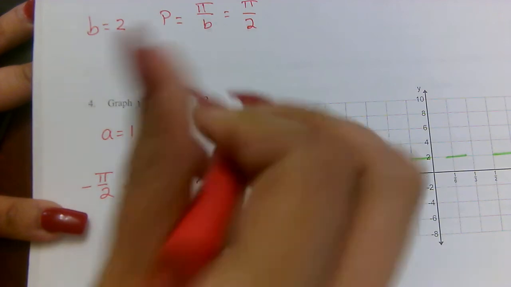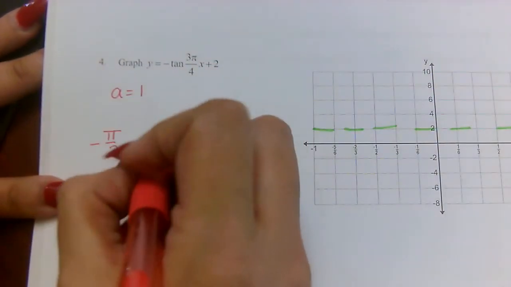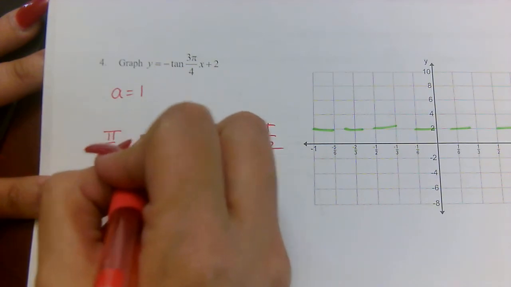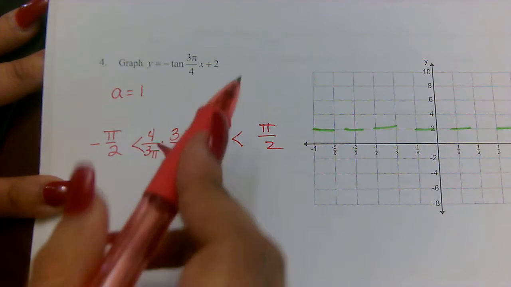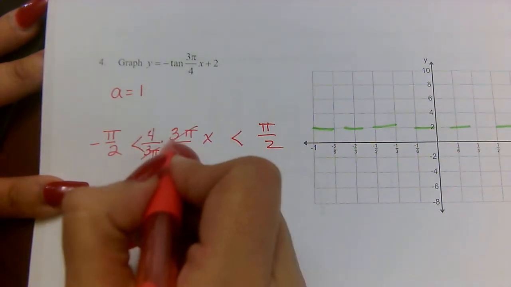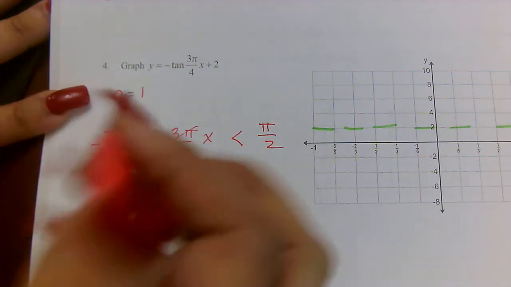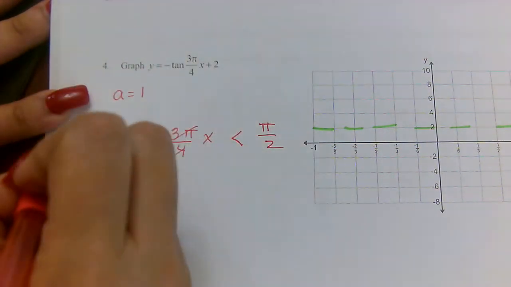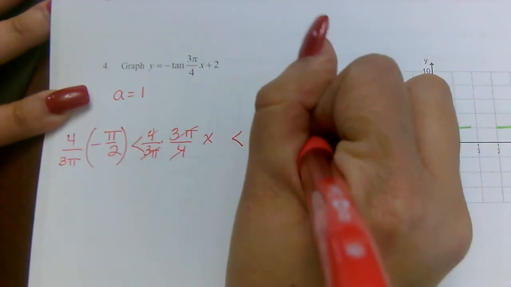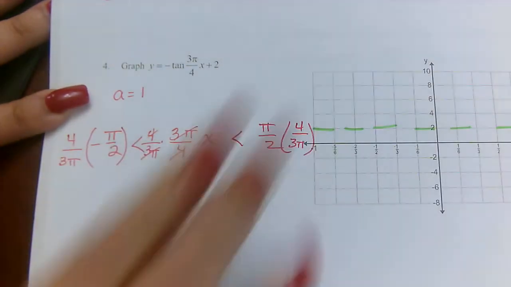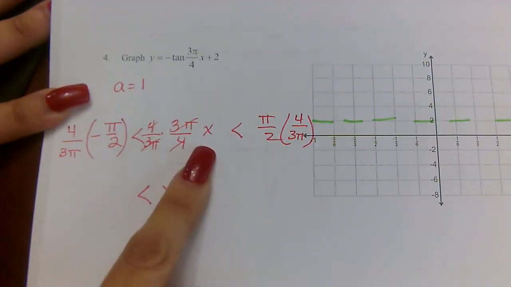3π/4 x. Okay, we're going to isolate the x, and we're going to multiply everything by 4/3π. That makes all of the 3π cancel, and the 4 also cancel, isolating the x. What you do to one side, you have to do to the other. So I'm going to go ahead and put this in parentheses and do 4/3π, and then I'm going to do 4/3π. Okay, let's go ahead and cancel everything. X is now alone in the middle.